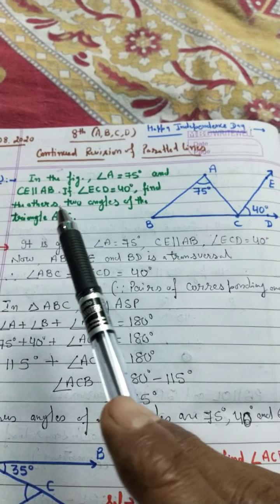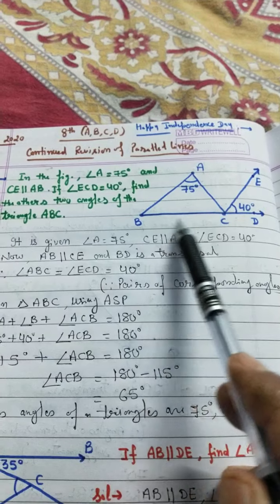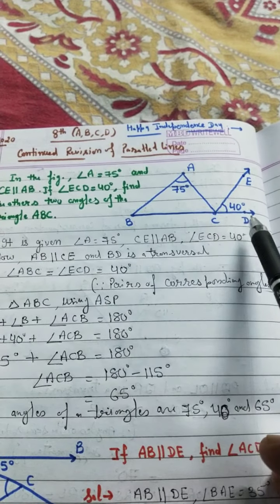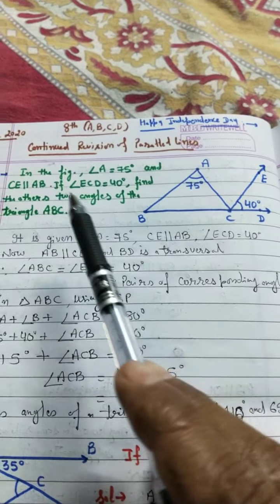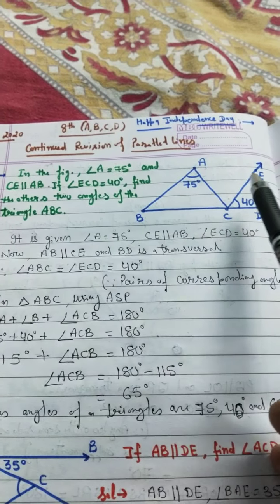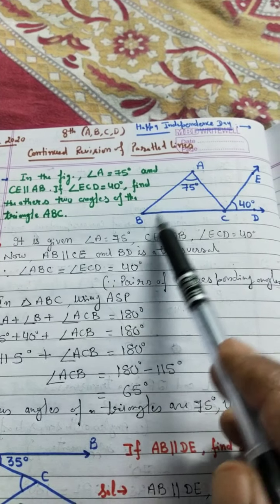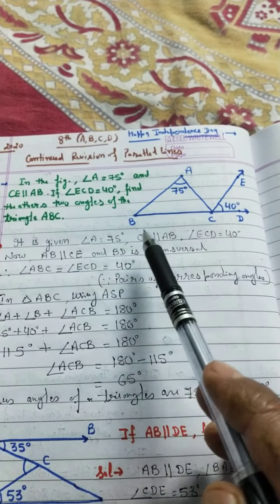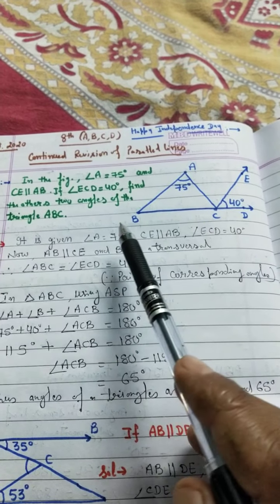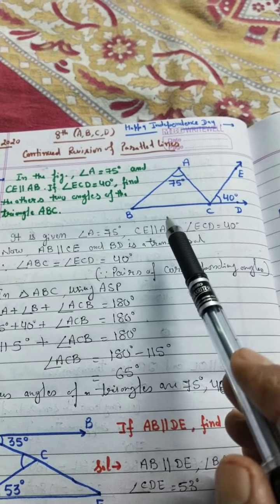First sum: in the figure, angle A is equal to 75. This is your triangle ABC, and ACD is your exterior angle. In the figure, angle A is equal to 75, CE parallel to AB. If angle ECD is equal to 40, find the other two angles of the triangle.